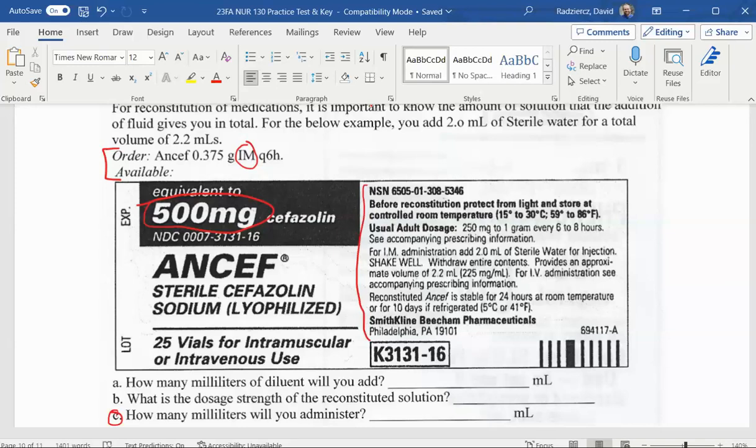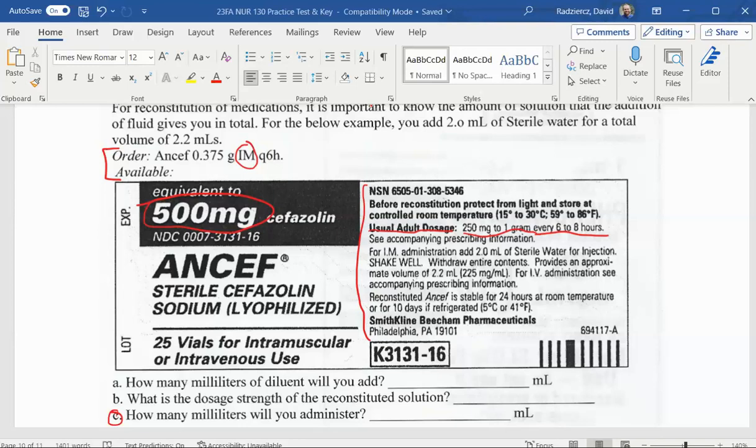So the first one, and like I said, this is going to be helpful for later on, particularly in pediatric dosages. It says the usual adult dosage is 250 milligrams to 1 gram every 6 to 8 hours. So what is my order? My order is 0.375 grams, which is 375 milligrams every 6 hours. So we can look at that and say, okay, it's within the usual adult dosage range.